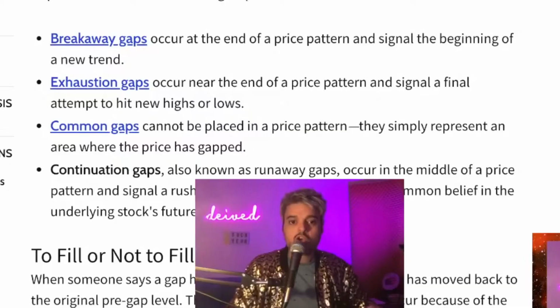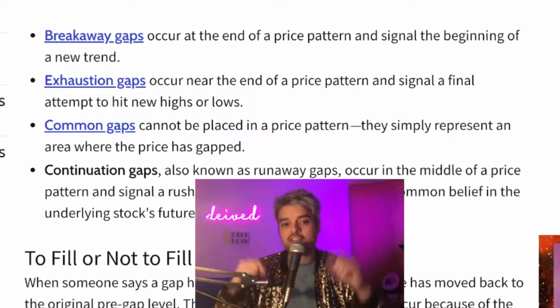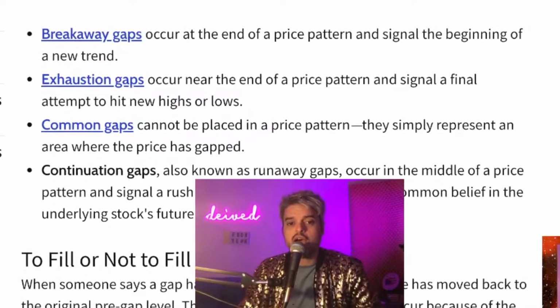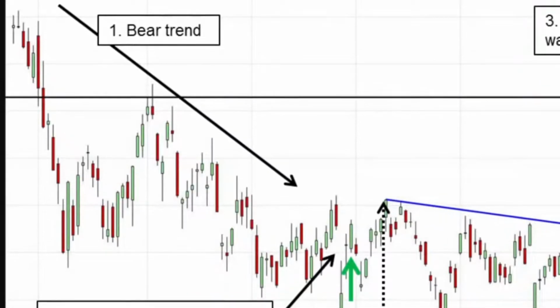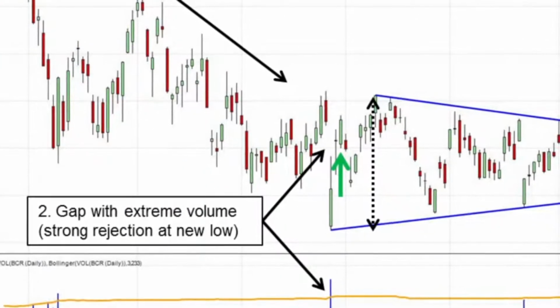Exhaustion gaps occur near the end of a price pattern and signal a final attempt to hit new highs or lows. Here we go. Exhaustion. Number 1, we got the bear trend. Number 2, gap with extreme volume, strong rejection, and new low.